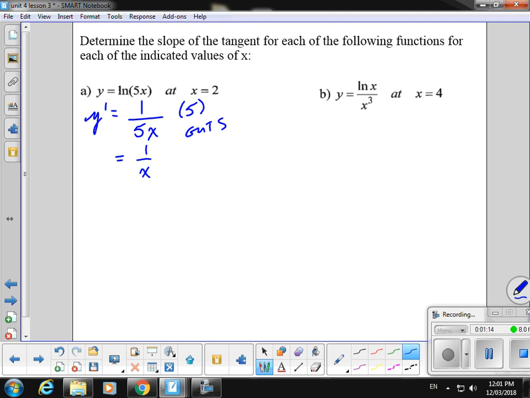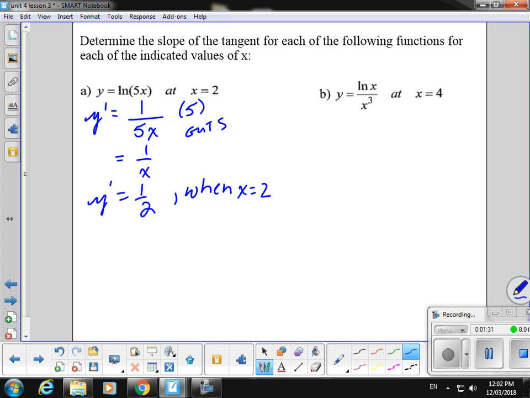At x equals 2, I have 1/2 as my slope of the tangent.